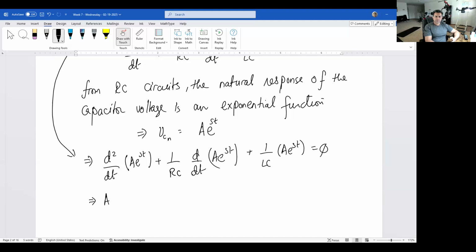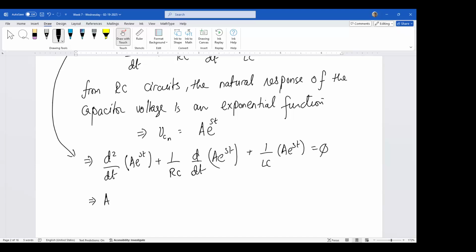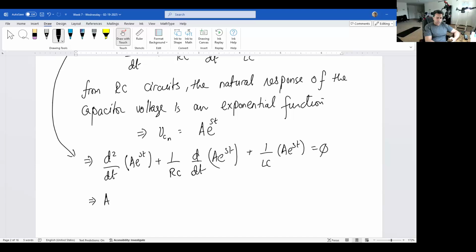The first order derivative. Don't worry about second order right now. What is the first order? You do the derivative one time. What will be the derivative of e to the power st? S e to the power st. Yes, S e to the power st. That's the first order derivative.